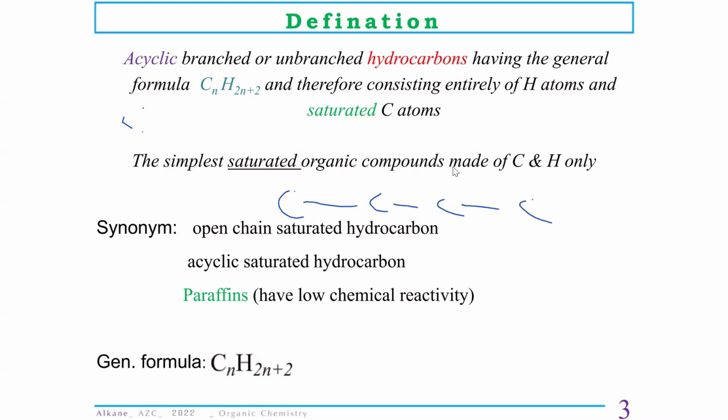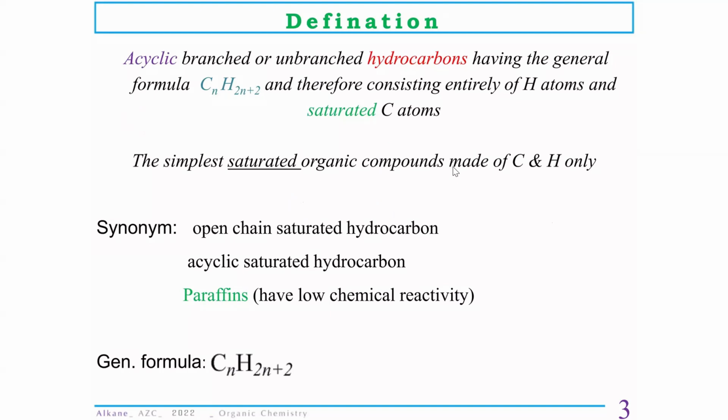It's linear, so this is an unbranched hydrocarbon, and it can be acyclic and branched. So it can be acyclic, like this one is acyclic, and it can form a branch. So this is alkane. So alkanes can be acyclic, branched or unbranched hydrocarbons, and they have a general formula of CnH2n+2. For example, this n is always a whole number.